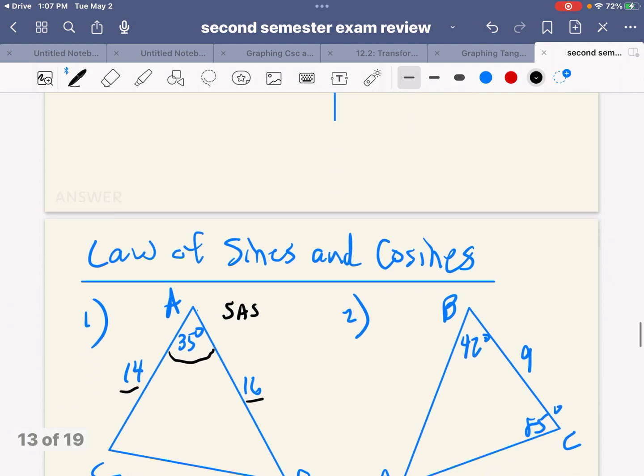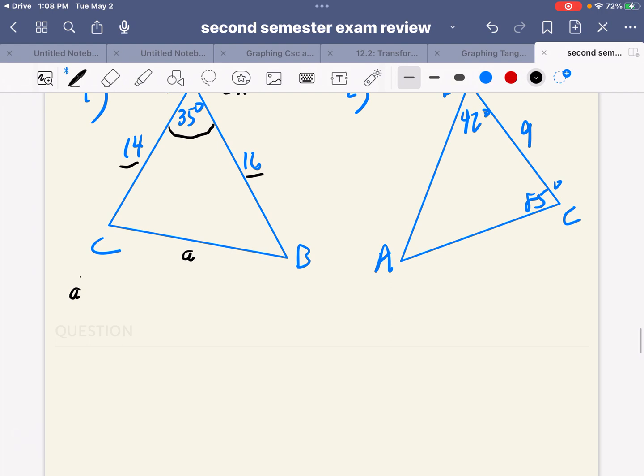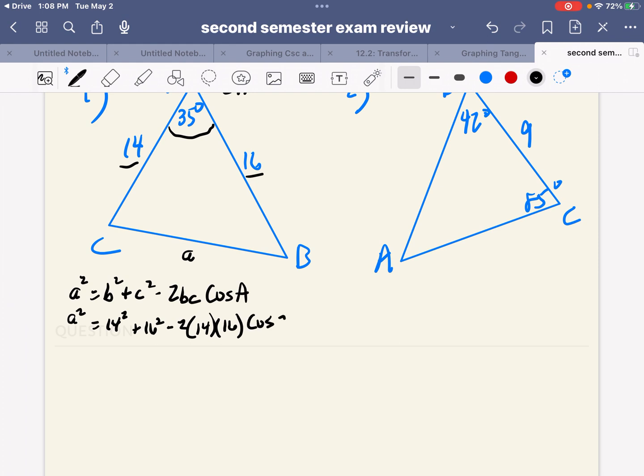So let's see. What if I said I want to find the measure of side A? Well, with the law of cosines, I have A squared equals B squared plus C squared minus 2BC cosine of A as one of my formulas. So I can say that A squared equals 14 squared plus 16 squared minus 2 times 14 times 16 cosine of 35 degrees. Well, you see, in the SAS case, everything is on the right side of the equal sign, so that whole quantity can literally just go into the calculator.